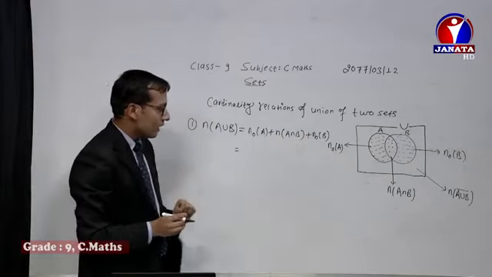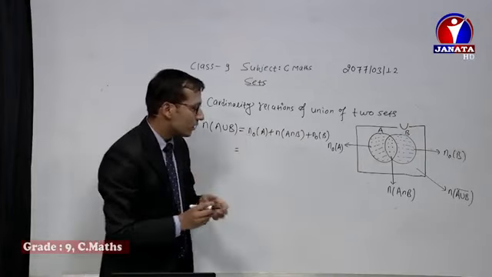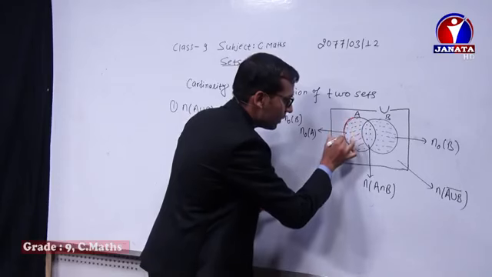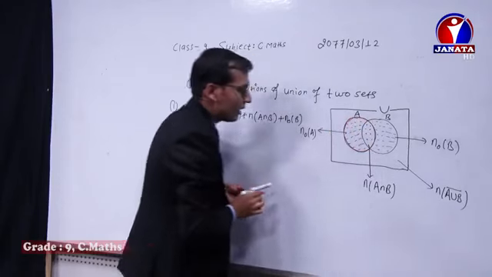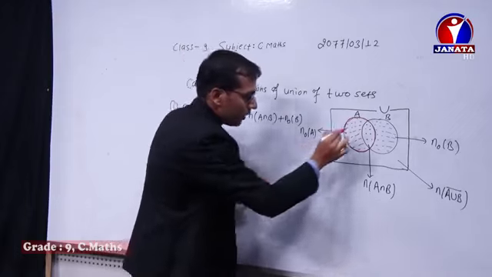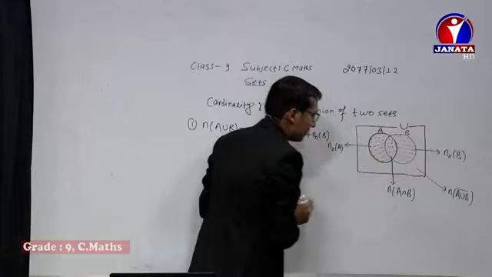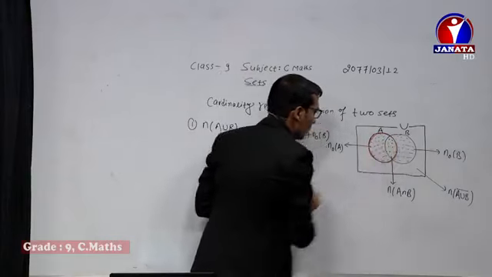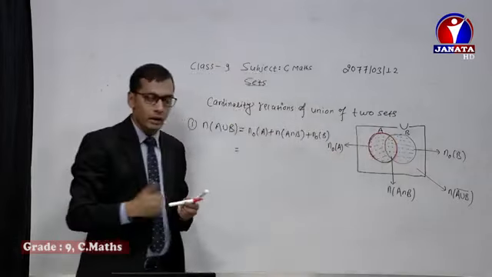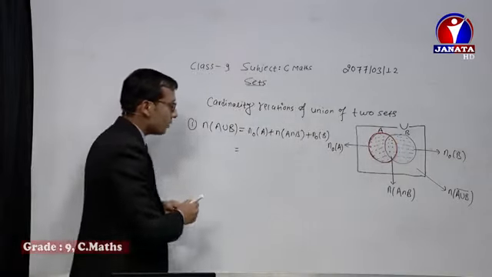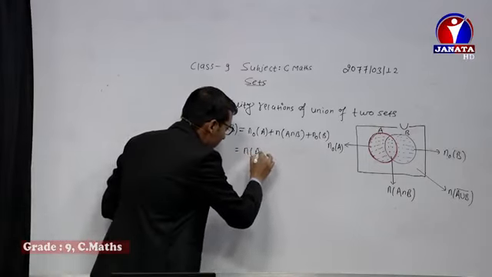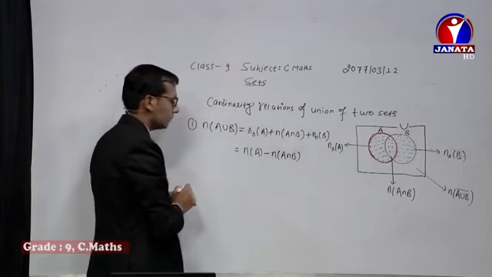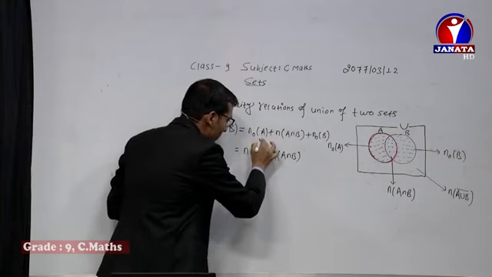What is n only A? Look at set A. For n only A, if we deduct the intersection from n of A, obviously we will obtain A difference B, or n only A. So what is n only A? n of A minus n of A intersection B. This is n only A.